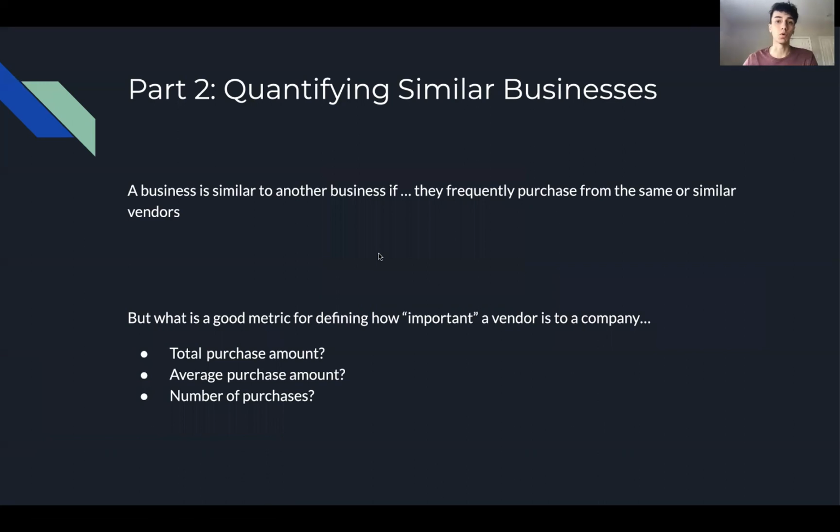So part two was how to quantify similar businesses. The way I went about this was I said a business was similar to another business if they frequently purchase from the same or similar vendors. But what is a good metric for defining how important a vendor is to a company? Is it total purchase amount, average purchase amount, number of purchases? I decided for this project to go with number of purchases because it makes the most sense to me. If a company purchases from a vendor once, and they continue purchasing, it's more likely that that vendor is important to them.